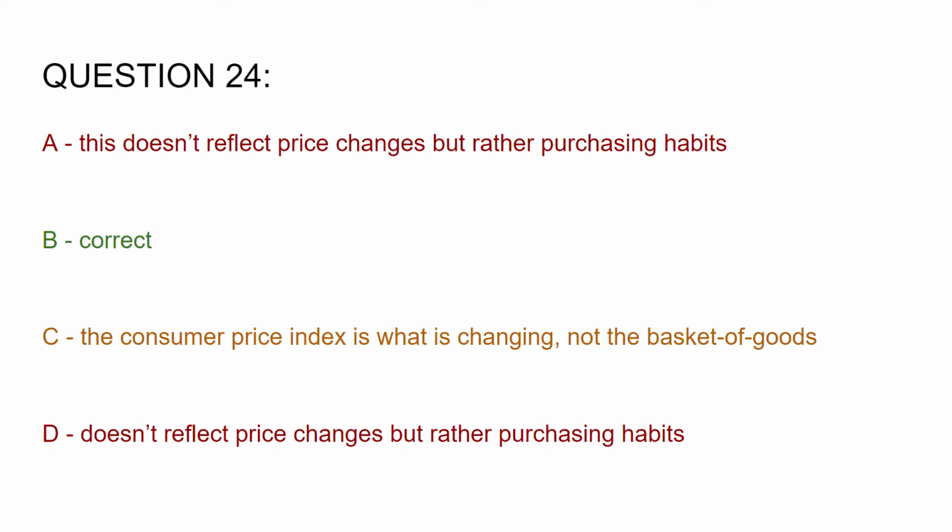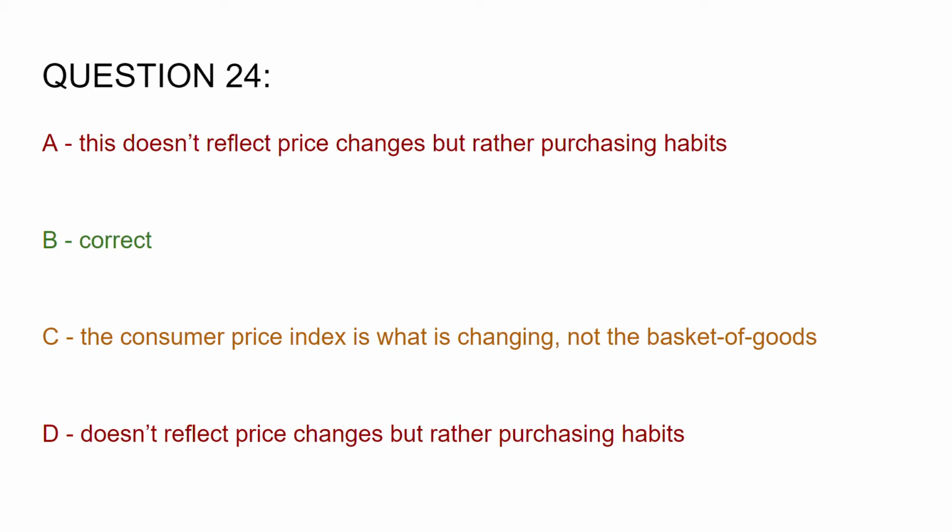The answer is B. A says gathering data on actual expenditure patterns. This doesn't reflect price changes, but rather purchasing habits. Remember, the researchers have given a list of things that parents can buy, and so we need to look at how that specific list of things has changed in terms of price.